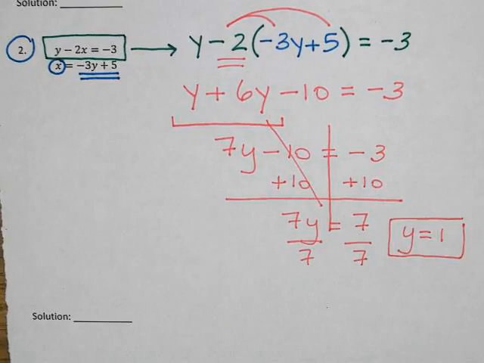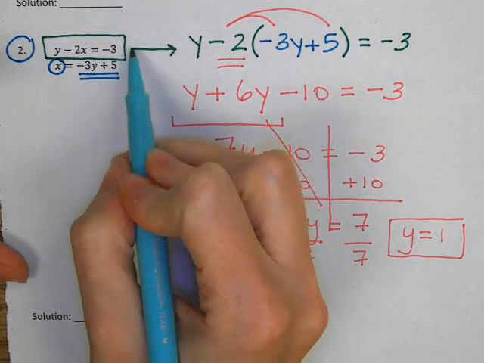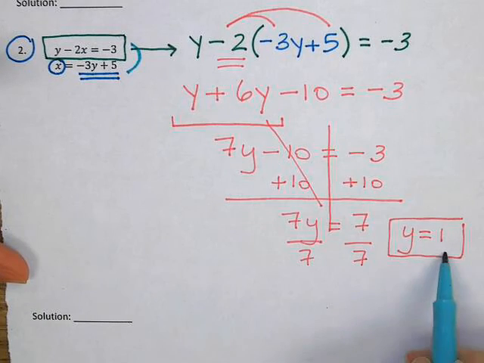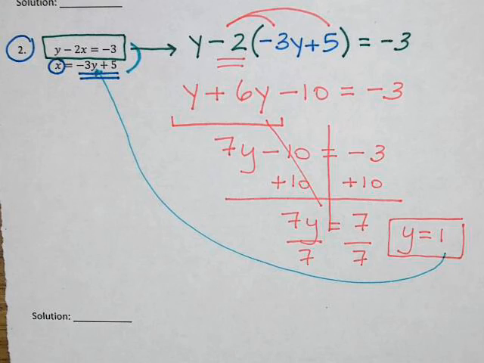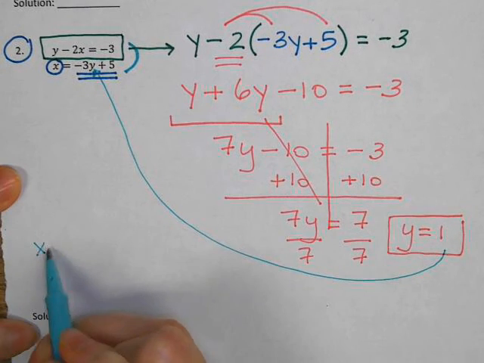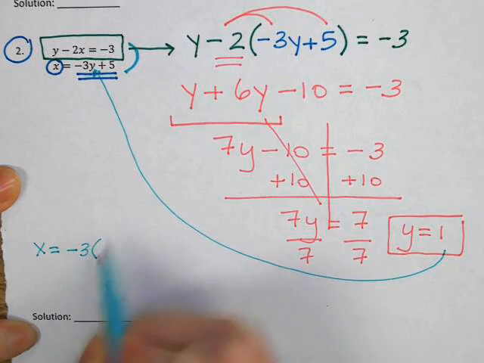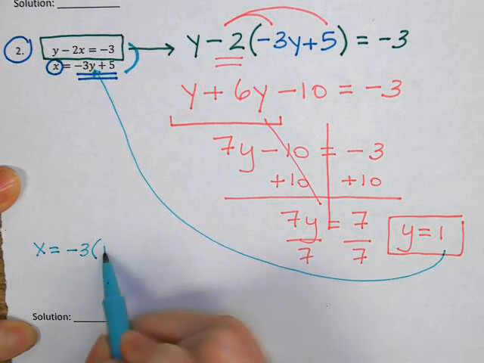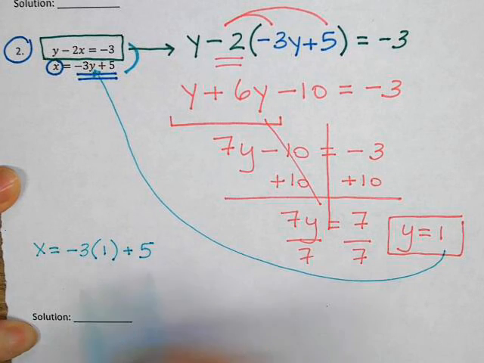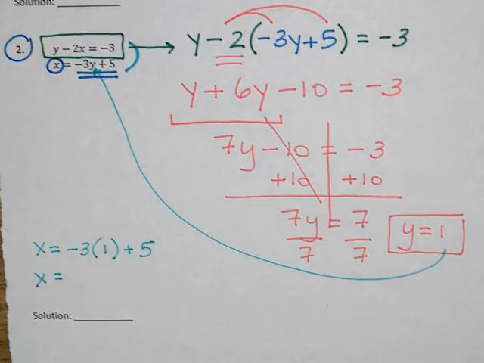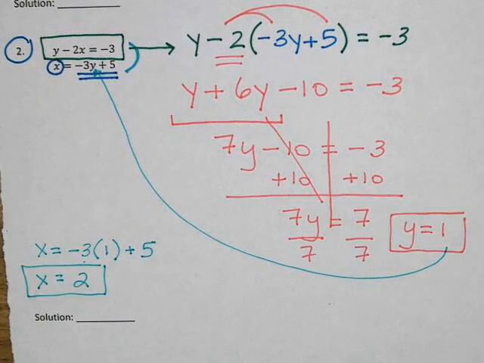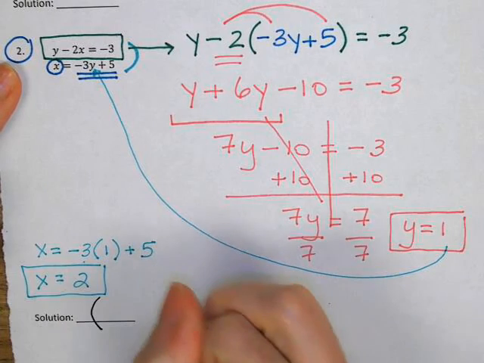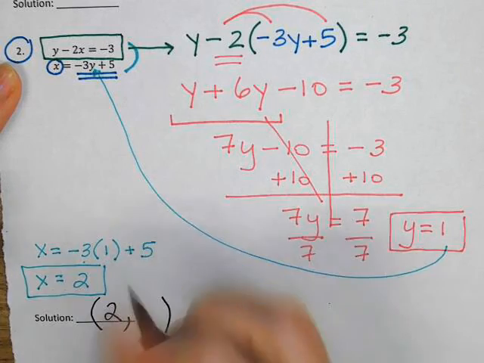Okay, so we found y. Now we have to find x. So you're going to take y and you're going to plug it in. Either equation's fine. This time I'm going to plug it into the second one. I think it's a little bit easier. So I'm going to plug in y equals 1. All right, let's try to find x. So x is going to be negative 3 times y, but y is 1, plus 5. Okay, so what is that? Negative 3 plus 5, that's just 2. So x is 2, y is 1. Write your answer as an ordered pair, x comma y. It's 2 comma 1.